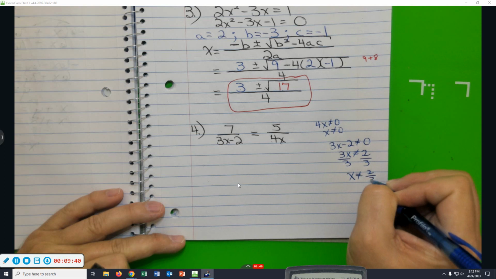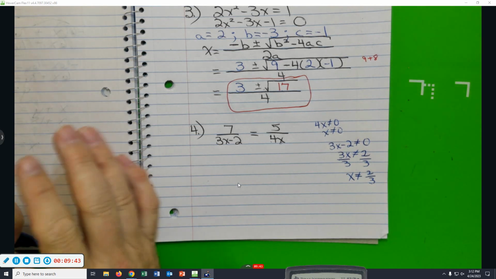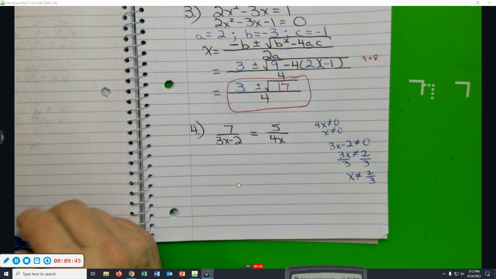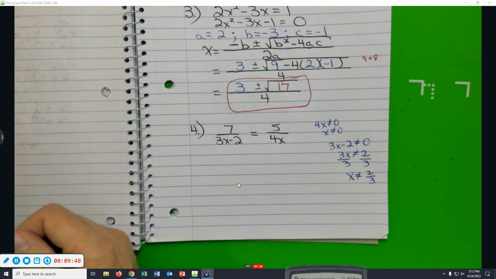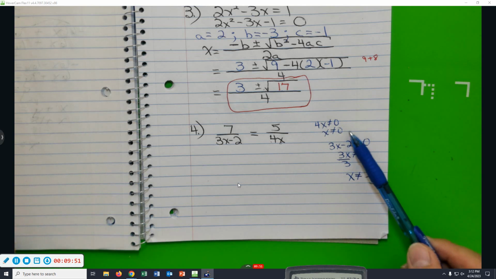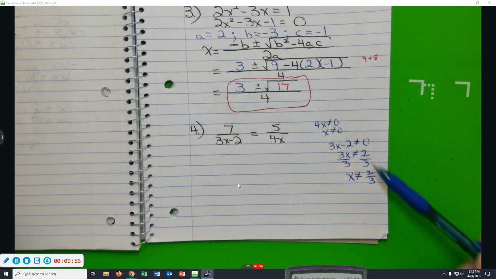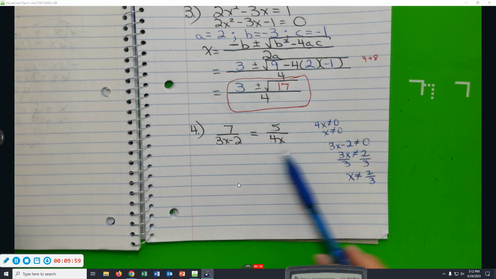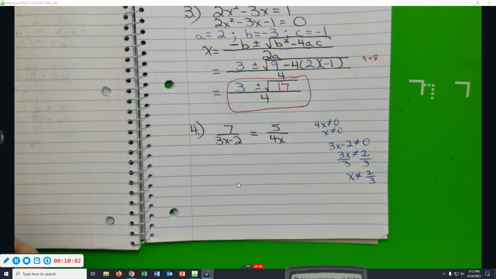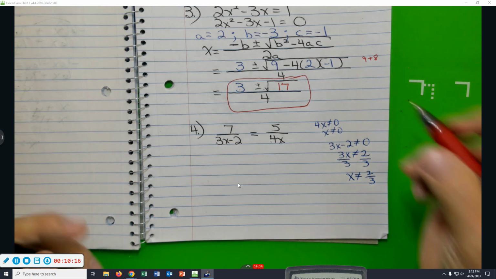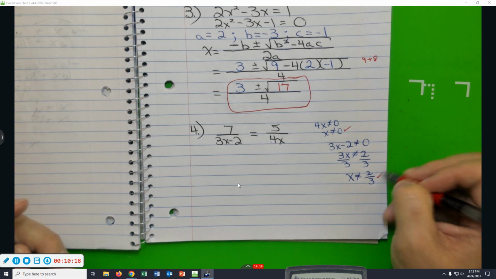I remember weeks ago when we first started this stuff, the first few problems were asking you, what numbers cannot possibly be solutions? That's what we just did here. We asked ourselves, when are the denominators 0? Those numbers cannot be solutions. Suppose I work through this and I wind up with x equals 2/3. Is that okay? No. Suppose I wind up with x equals 0. Is that okay? No. Suppose I find that x equals 15. Is that okay? Yes. The only numbers that we can't allow are 0 and 2/3.